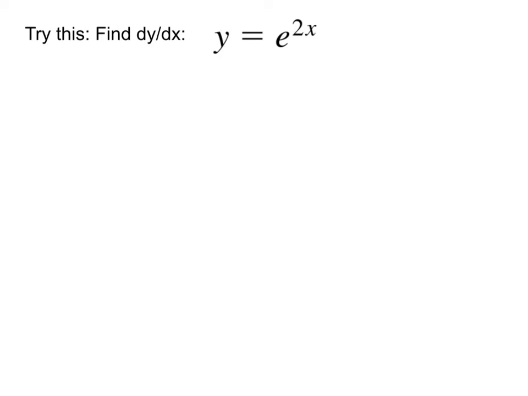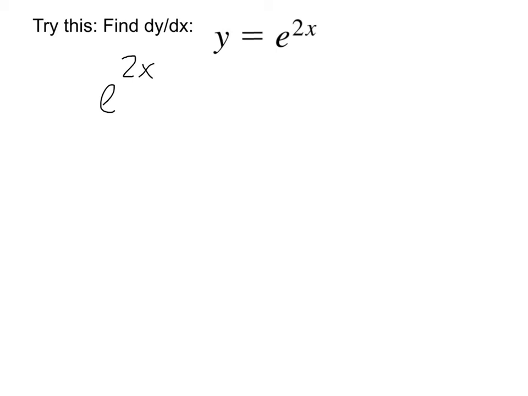Okay, hopefully you did e to the 2x. That's the derivative of the outside, leave the inside alone, the 2x is the inside, times the derivative of the inside. The derivative of the inside is 2. So that goes to 2e to the 2x. So hopefully you got that.